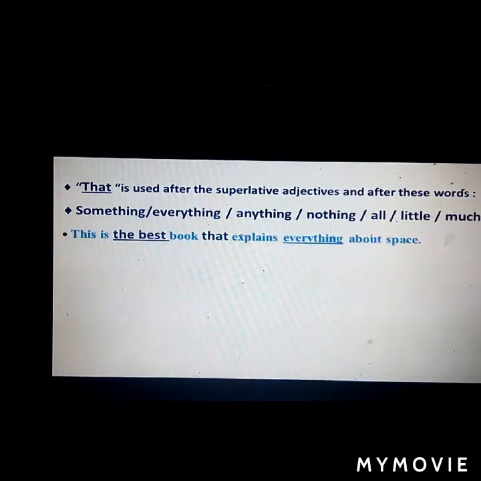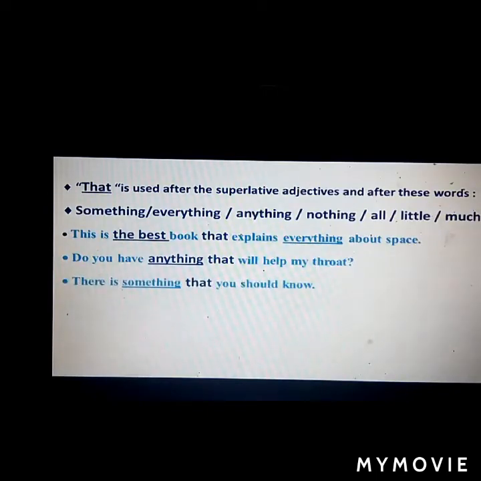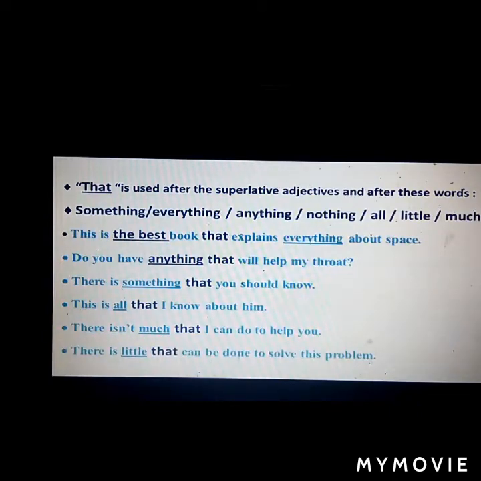Do you have anything that will help my throat هتساعد في زوره تعالج زوره كويس. يبقى anything that the best that. There is something برضو something that you should know. This is all that I know about him برضو all استخدم معاها that. There isn't much that I can do to help you. Much that. There is little that can be done to solve the problem. Little خدنا معاها that.